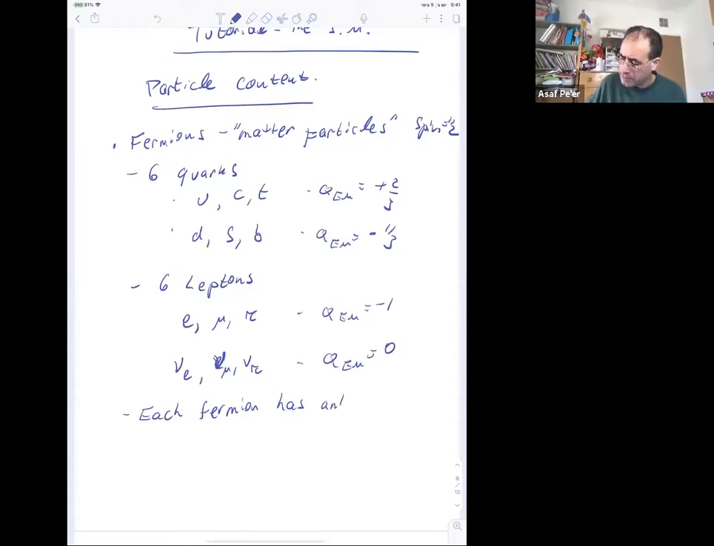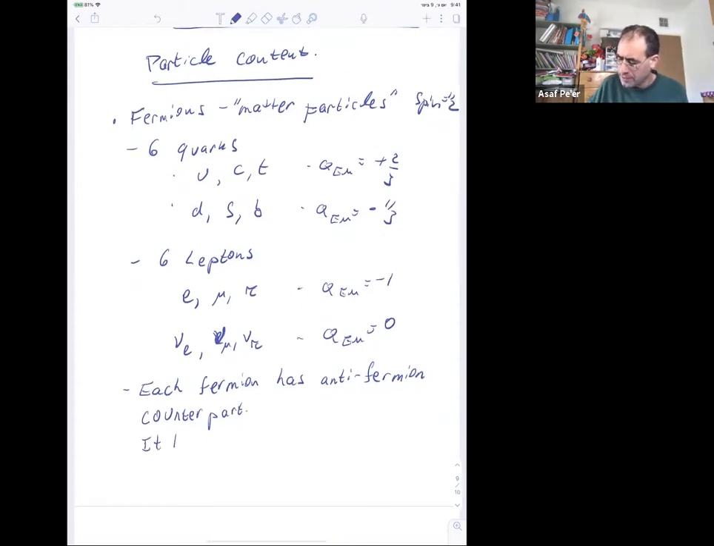As anti-fermion counterpart. So an anti-fermion is a particle which has exactly the same mass, but the opposite charges. All the charges that the fermion carries, it carries the opposite ones. It has the same mass, but opposite charge.